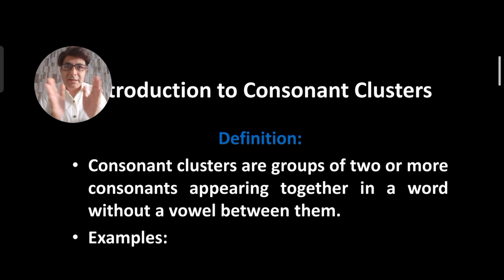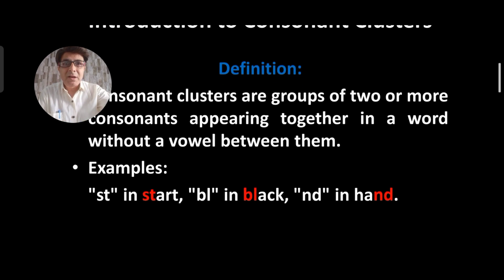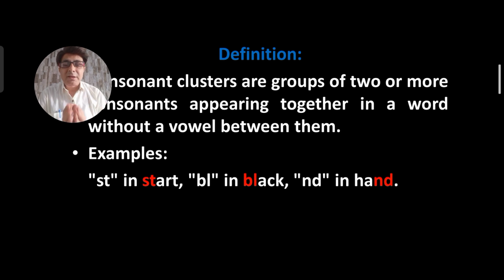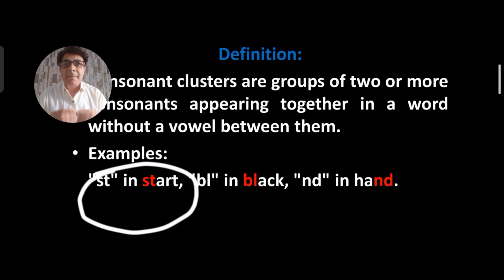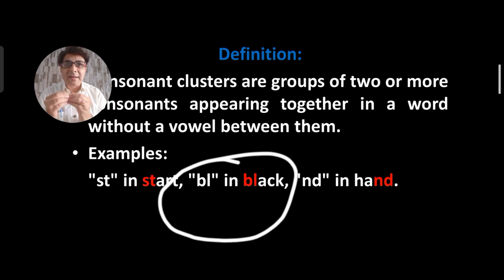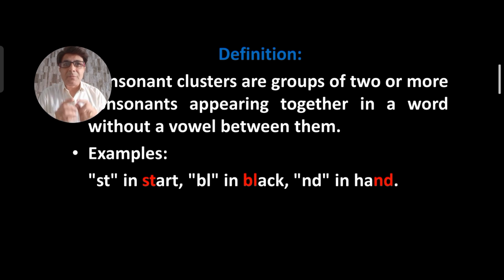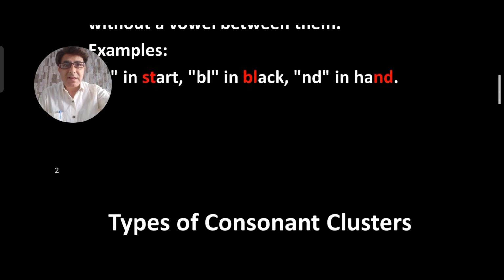When more than two consonants come together in a single word at a time without any vowel in between, that is called a consonant cluster. For example, the consonants s and t, when they come together in a word like start. Or b and l, these are two consonants, and when we speak the word black, or the word blue, this is called a consonant cluster.